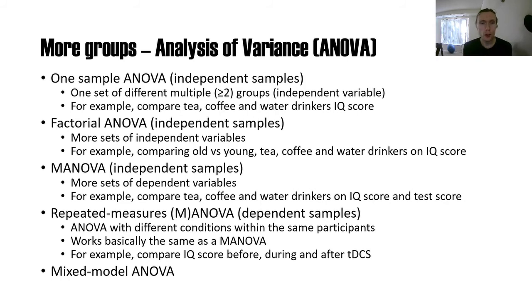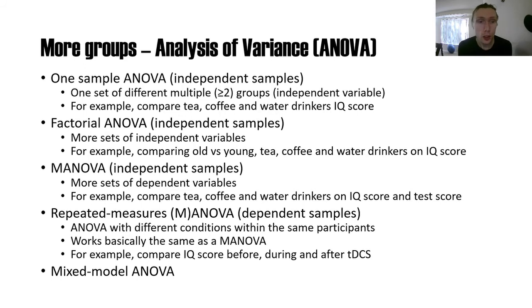Now then there's also something called a factorial ANOVA. And that is kind of the same thing. It's again based on different groups, but in this case, you're not only having one set of groups, but you're having two or more sets of groups. So for example, if you would want to compare coffee drinkers, tea drinkers, and water drinkers on IQ score, but you also want to distinguish between whether they're young or old. So you have young tea drinkers, young coffee drinkers, young water drinkers, and old tea drinkers, old coffee drinkers, and old water drinkers. But so if you want to make that distinction of two sets of groups, so young versus old and coffee versus tea versus water, then you need a factorial ANOVA.